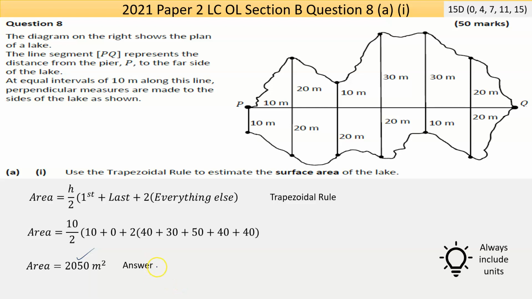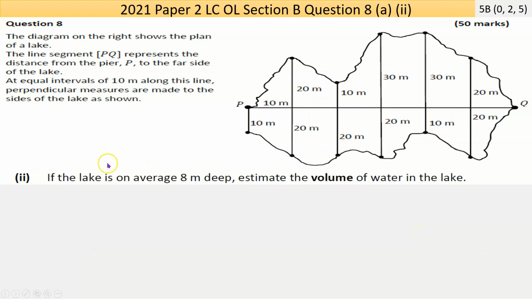And the units there, because they're area, it's meters squared, because the units we're talking about here are meters, as it says all the way throughout the question. And that's question 8, part A, part 1. Now, question 8, part A, part 2 says if the lake is on average 8 meters deep, estimate the volume of water in the lake. Now, let's see, if I have the area of a rectangle, it'd be length by breadth.